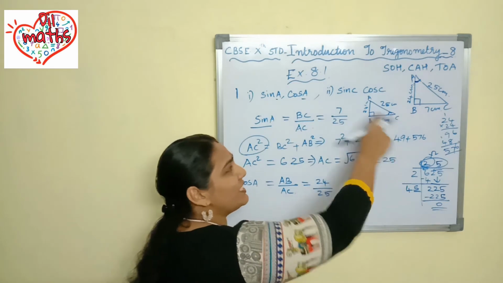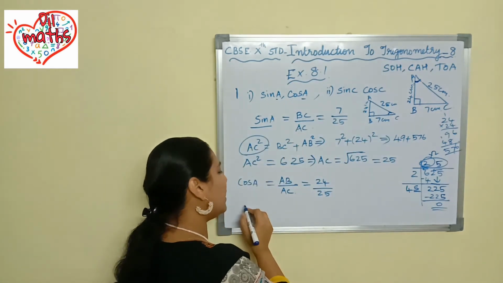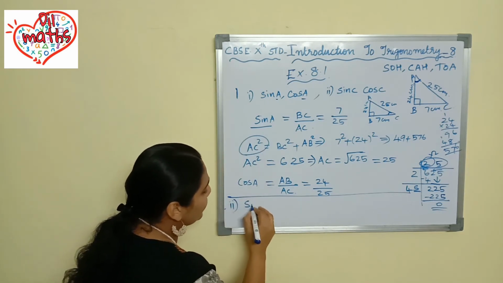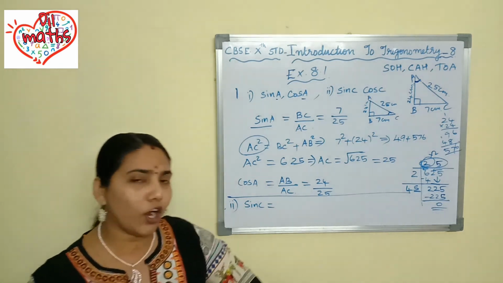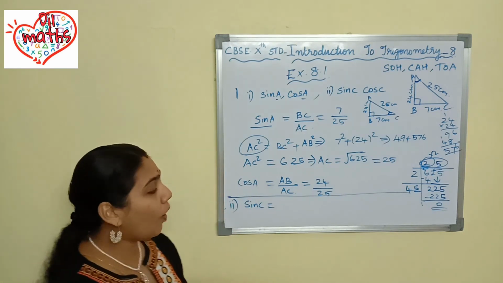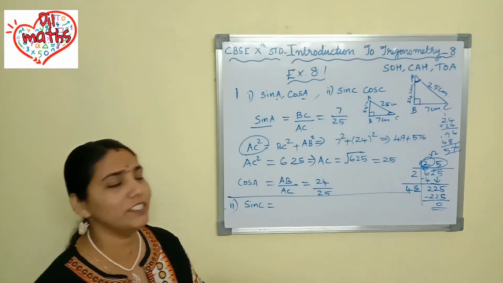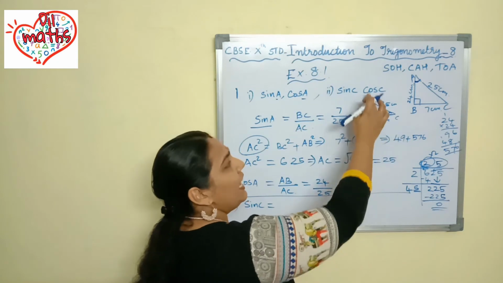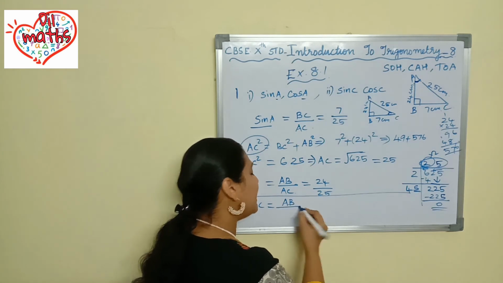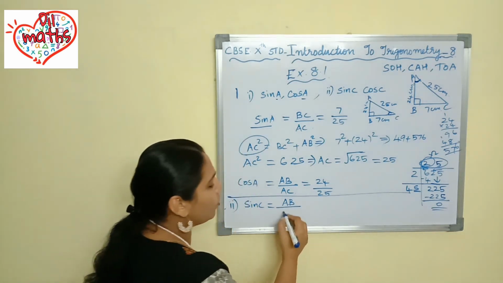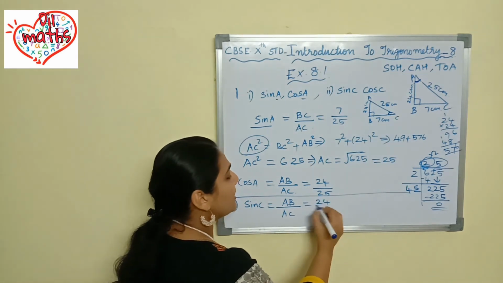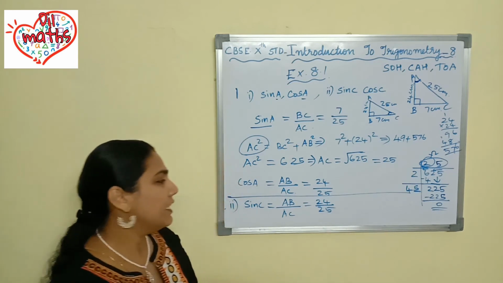So with respect to C, which one should we find out first? Sin C we should find out. First question is sin C. Sin is equal to opposite divided by hypotenuse. But here which side is the opposite of angle C? AB is opposite to angle C. So that opposite side divided by hypotenuse, which is the same AC. AB is equal to 24 and AC is equal to 25.